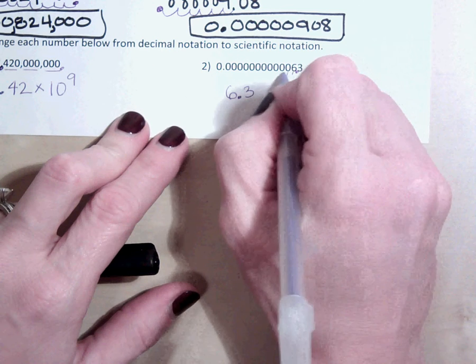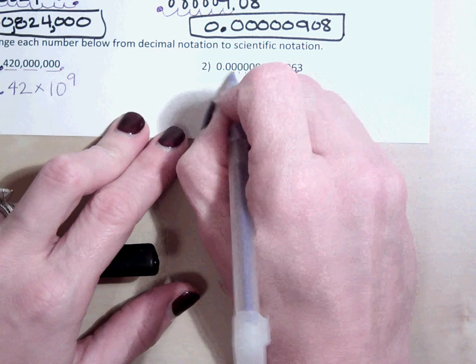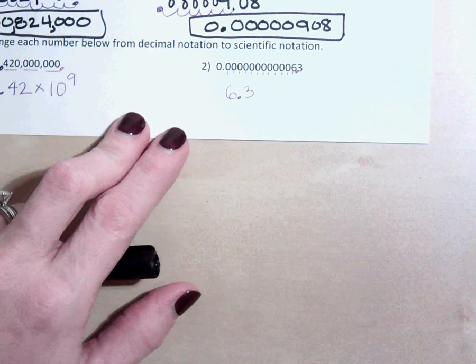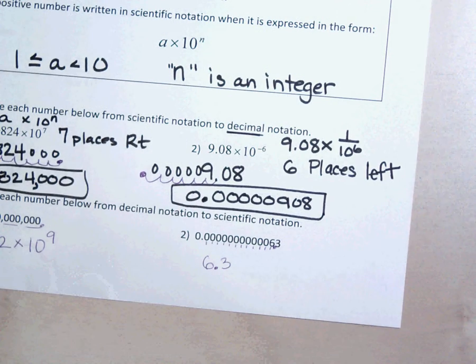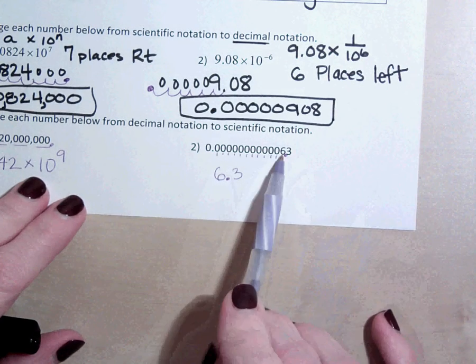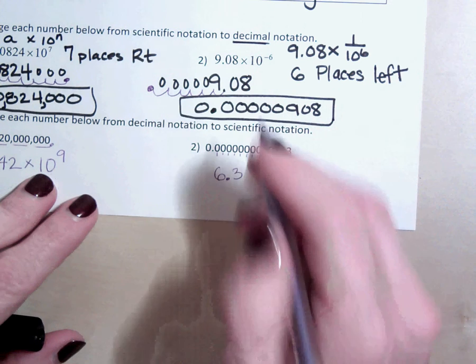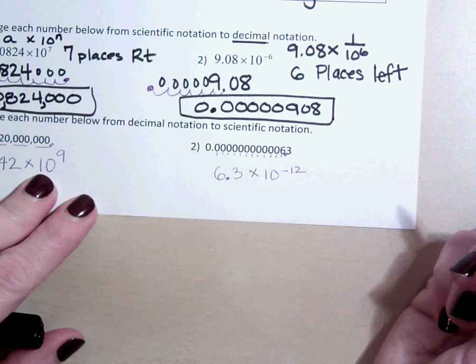1, 2, 3, 4, 5, 6, 7, 8, 9, 10, 11, 12. There are 12 decimal places between where I put the new decimal point and where the decimal point originally was. And those 12 decimal places are to the left of where I put it. So this becomes times 10 to the negative 12th power.